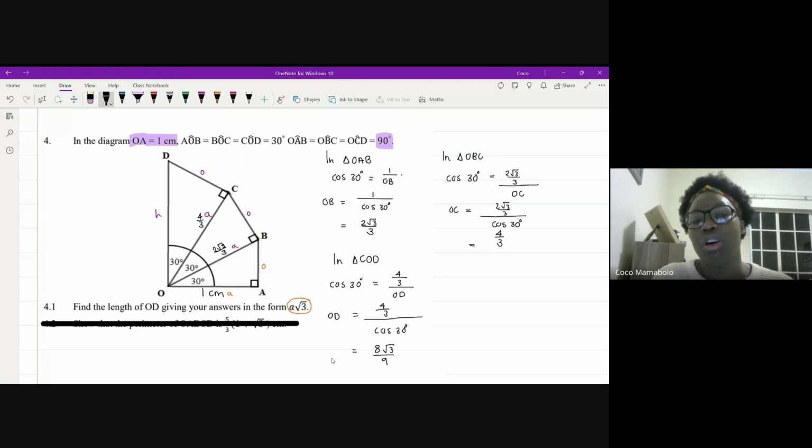All right, now one thing I'm going to add here is that they want us to write this answer in the form of something with the root 3 sitting all on its own. So all we're going to do is take this answer over here and split it so that the root 3 sits on its own. So the actual answer that they want is for you to write this as 8 over 9 root 3.